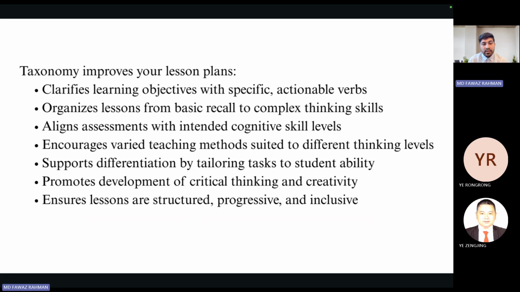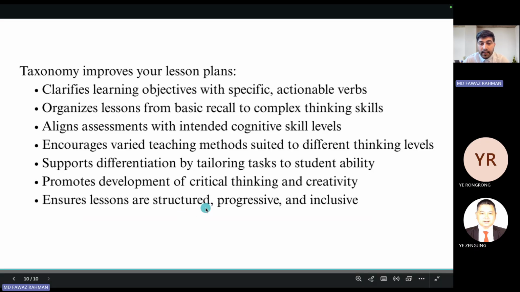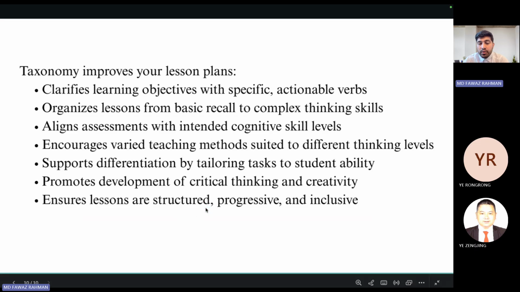So after this lesson, you can ensure your structure is progressive and inclusive also. So I think today's class, I covered all of them.